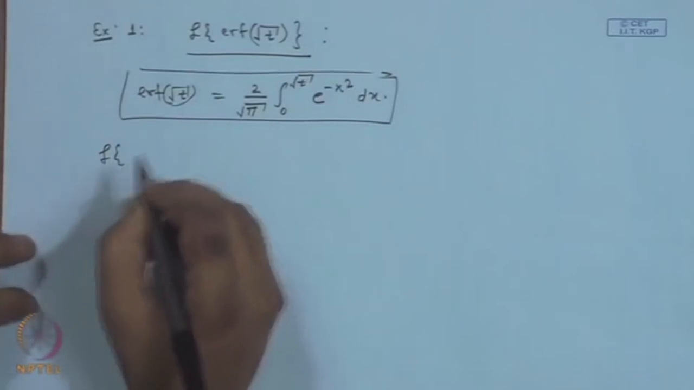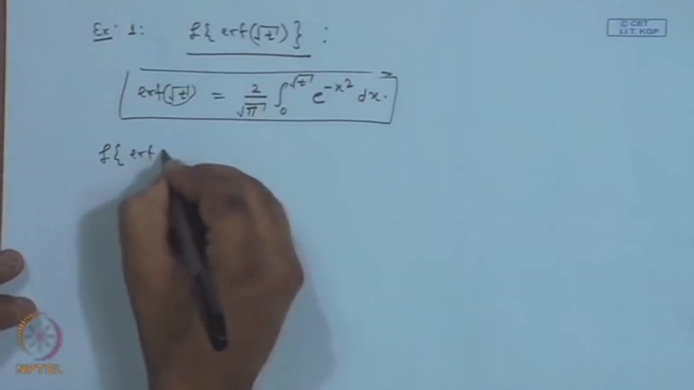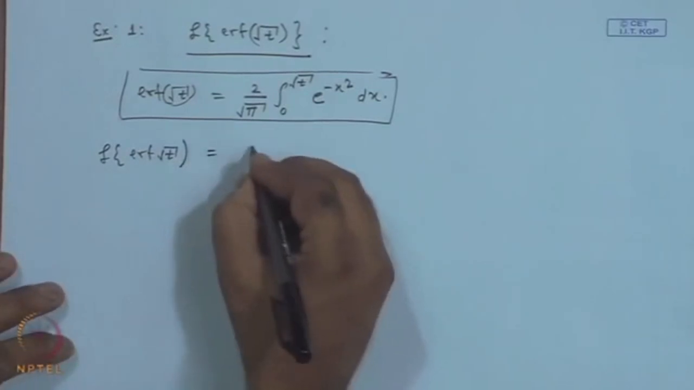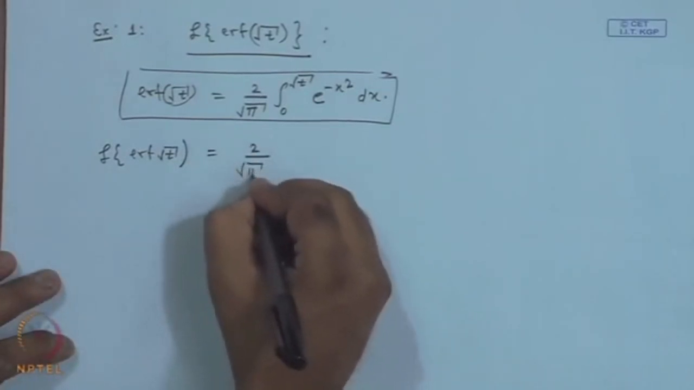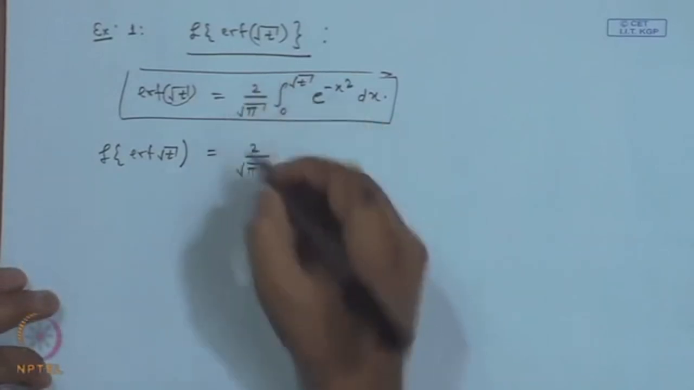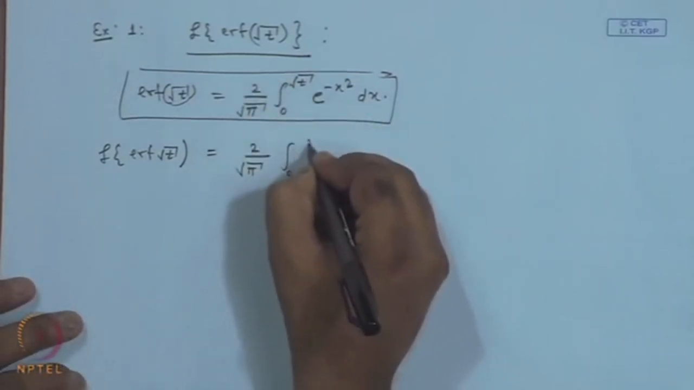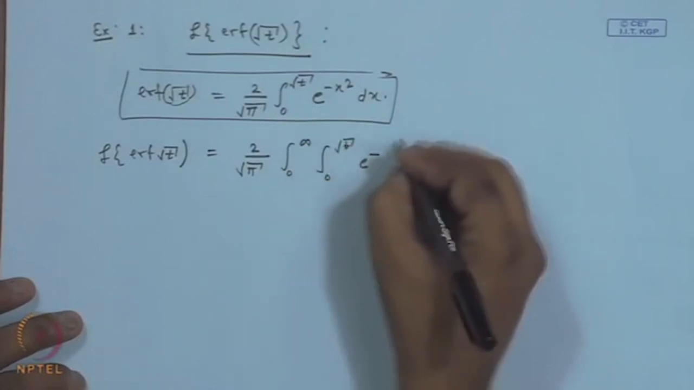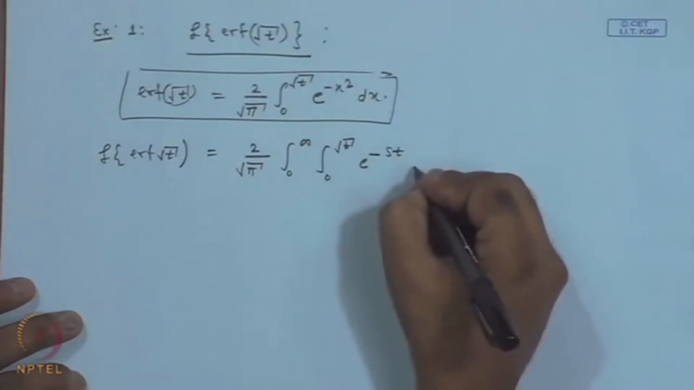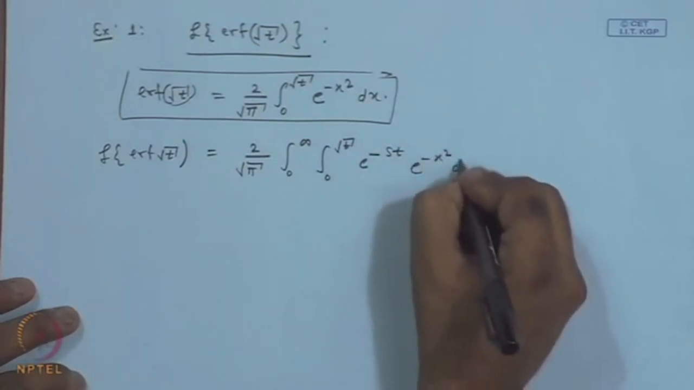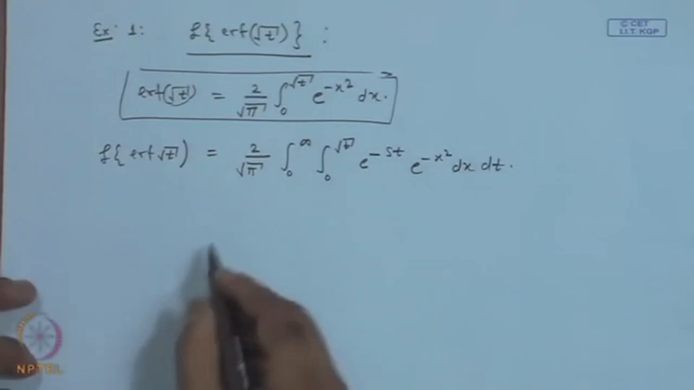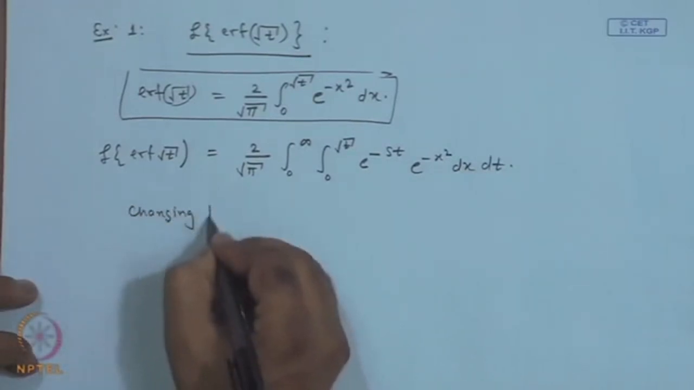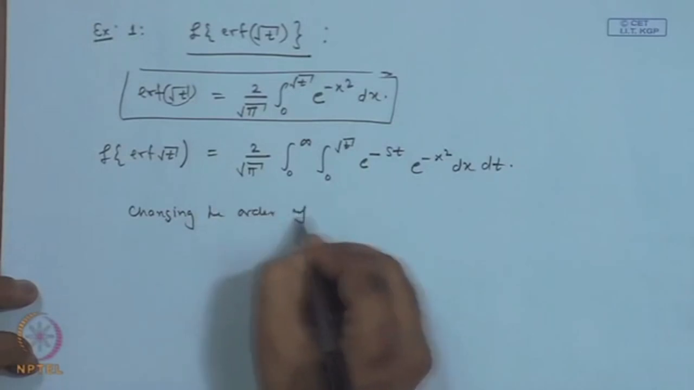Now, if you want to take the Laplace transform of this error function, we apply the definition, the 2 over square root pi factor will come from here. We have 0 to infinity, and this function 0 to square root t, e minus s t from the Laplace kernel, e minus x square, dx dt. Now, we need to change the order of integration.